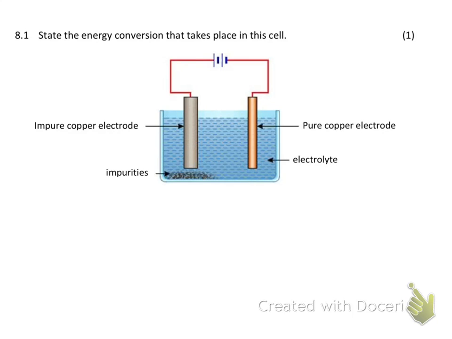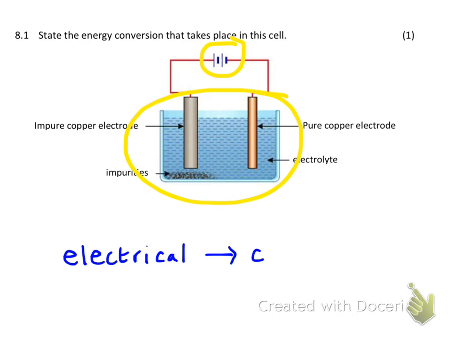Right, question 8 is the electrolysis question, and we've got the setup here that hopefully you recognised as a setup to purify copper, an impure copper electrode on the left and a pure copper electrode on the right. And the question's asking for the energy conversions. We have a battery at the top, which gives us the electrical energy, and that then drives the chemical reaction that takes place. So the conversion is from electrical energy to chemical energy.